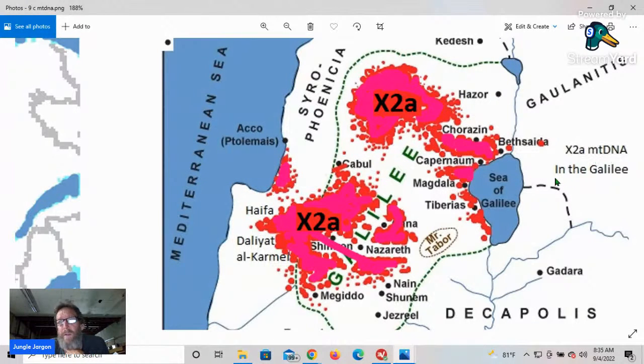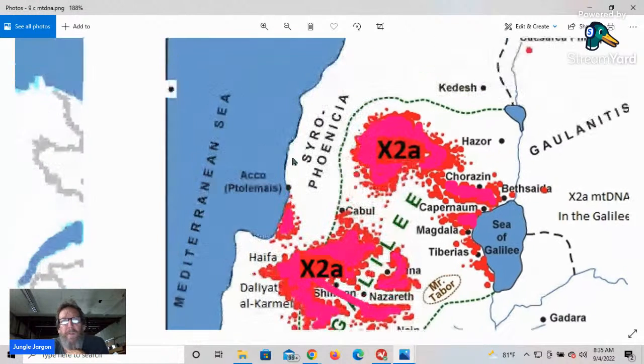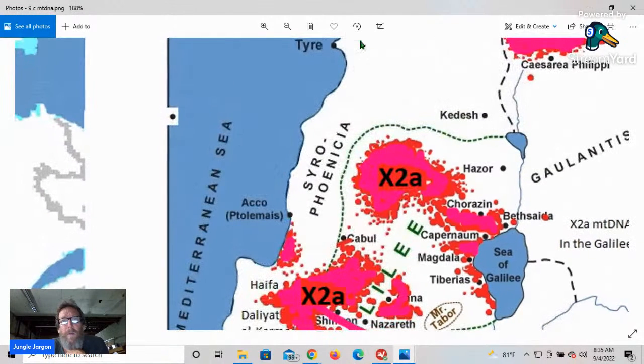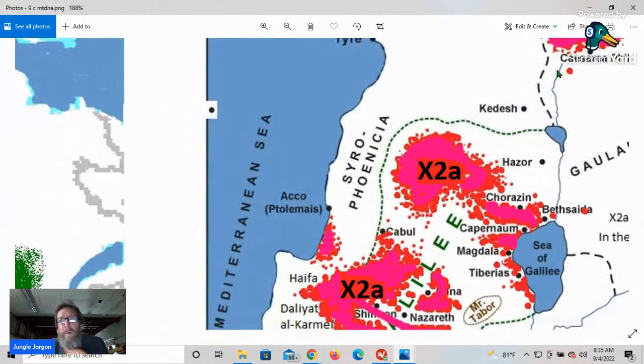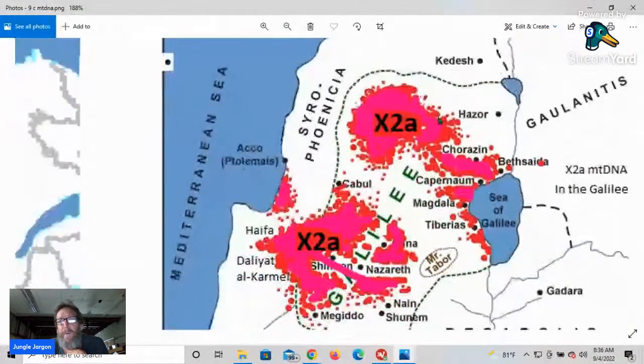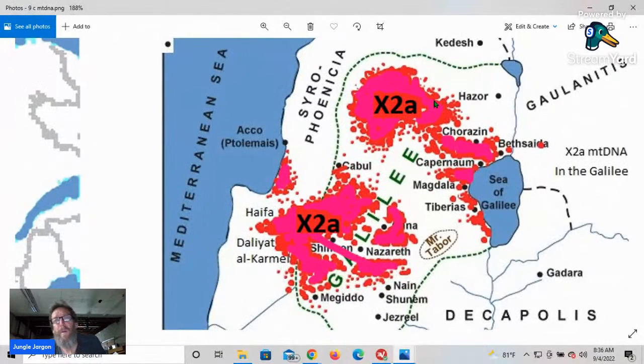X2A mtDNA in Galilee. There's Phoenicia right here. So that's Phoenicia. And you have X2A, which is a mitochondrial lineage of Madai in Galilee.